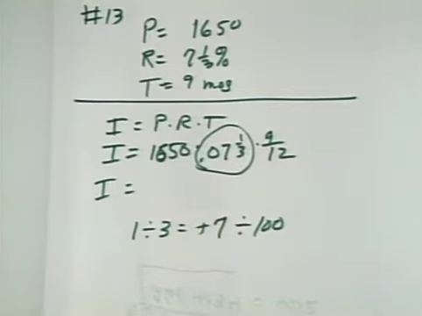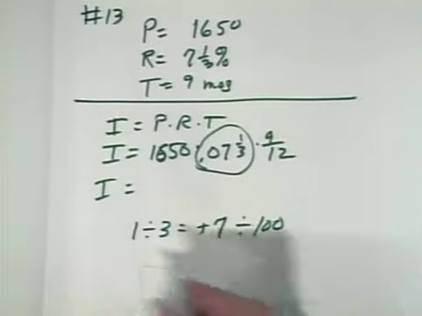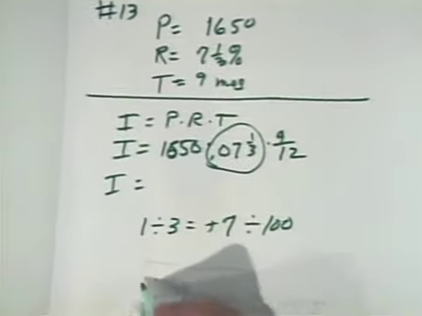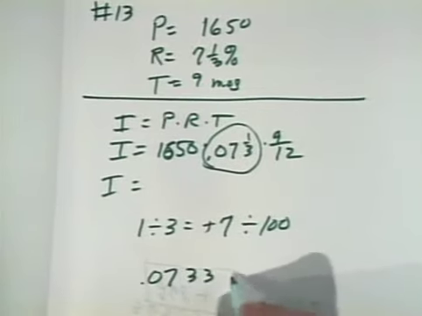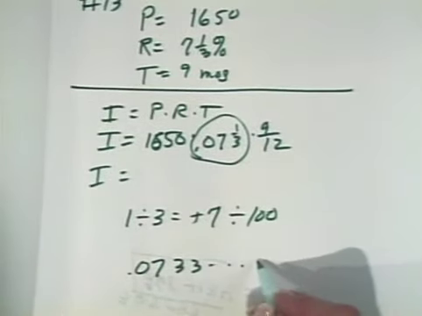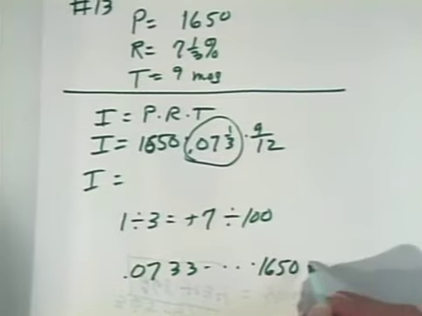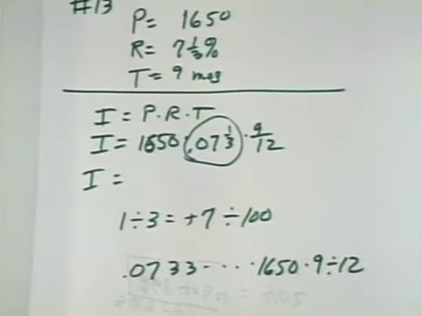To be precise, we really do need to carry that decimal. The question is how many decimal places are enough. If you do 1 divided by 3, it will give you as many as your calculator can store. Okay? Are you with me? Did you get 0.07333 repeating now? You can then take that number that you've got, which looks like 0.07333, and it goes on and on and on. Then you can do that times 1650 times 9 divided by 12.